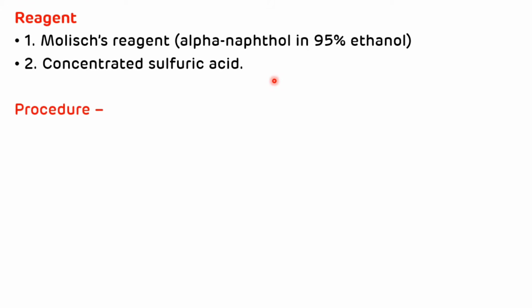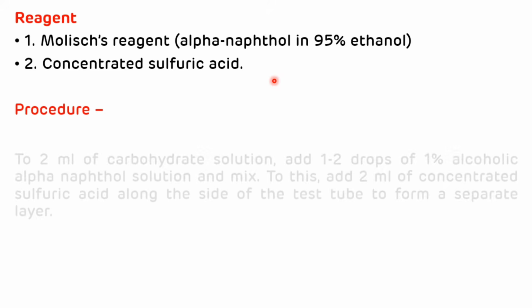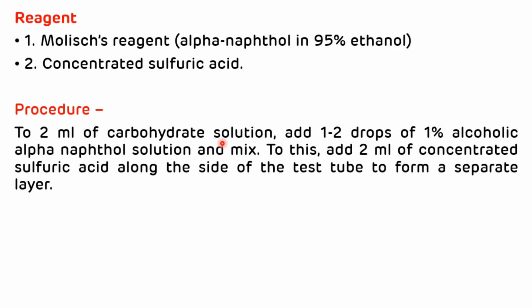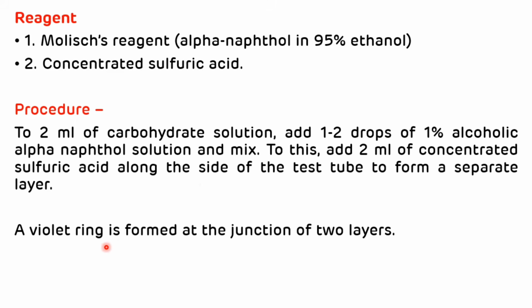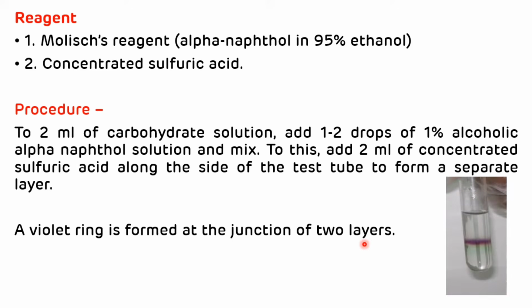Now the procedure for the Molisch test. In a test tube, take 2 ml of carbohydrate solution and add 1 to 2 drops of 1% alcoholic alpha naphthol solution and mix it properly. To this add 2 ml of concentrated sulfuric acid through the side of the test tube to form a separate layer. A violet color ring is formed at the junction of two layers. That means Molisch test is positive and there is a presence of carbohydrate in the solution. That is regarding the procedure of Molisch test.